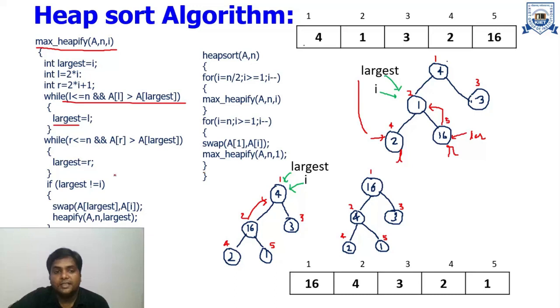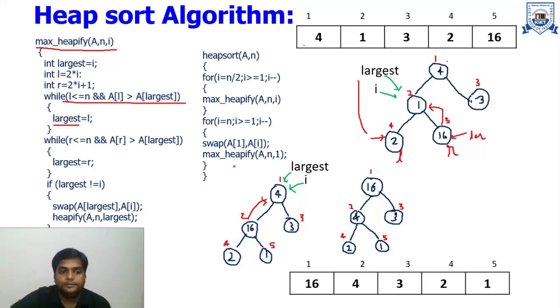So again we check if largest is not equal to I. Initially the largest and I were both pointing to the same element. But right now largest is pointing to this element and I is pointing to this element. That means largest is not equal to I. The condition is true. Then we have to perform swapping, that is swap A of largest comma A of I. So A of largest is 16 and A of I is 1. So these two elements will be swapped.